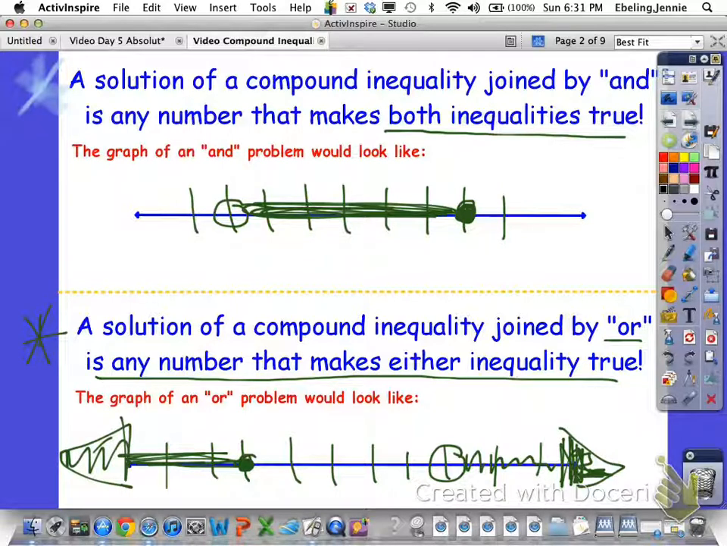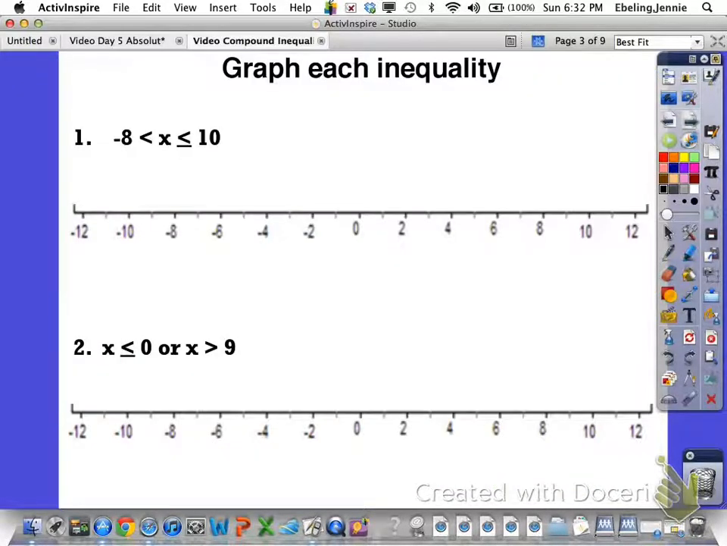If I want to graph this first inequality, this is an "and" situation because it's written as one inequality that has two of them in there, so it's a compound inequality. This is saying that negative 8 is less than x, which is less than or equal to 10. This is the same thing as saying that x is greater than negative 8 and x is less than or equal to 10.